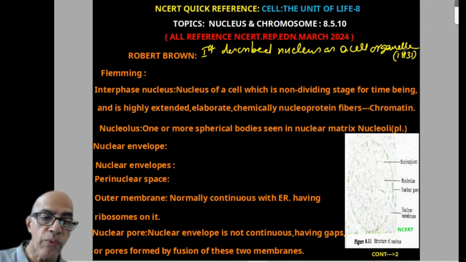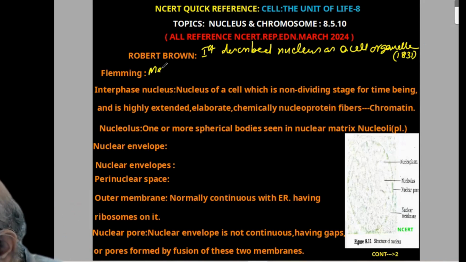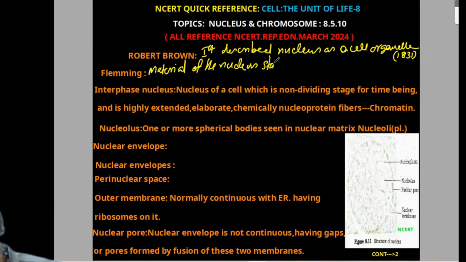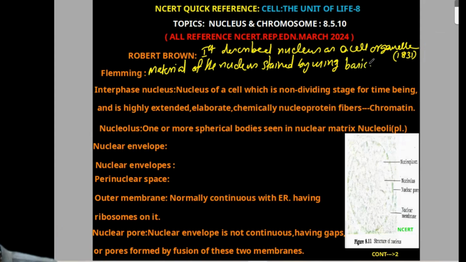Now another scientist called Fleming. What he did was the material of the nucleus, which is another very important direct NCERT point, he stained using basic dyes. Basic, that is important. And he gave it the name chromatin.